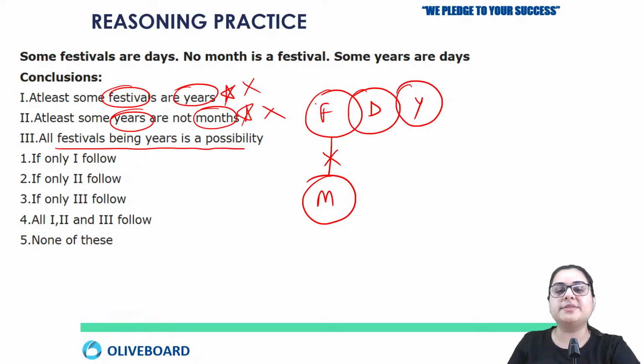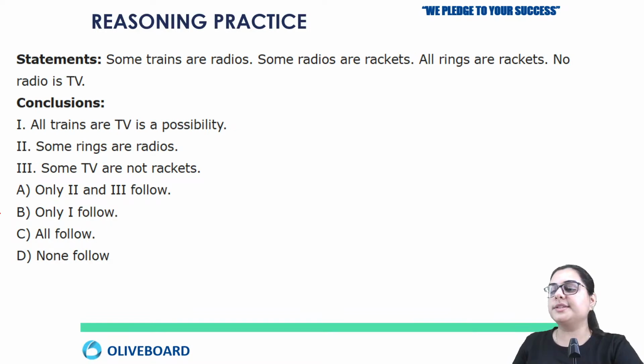Now the third one is that all festivals being year is a possibility. So can all festival come in years? That can happen. Because already festival and years have a doubtful relation. So the answer here will be option number, not fourth one. Here the answer will be third option. That is only 3 follows. Okay. So now let's come on to the next question.